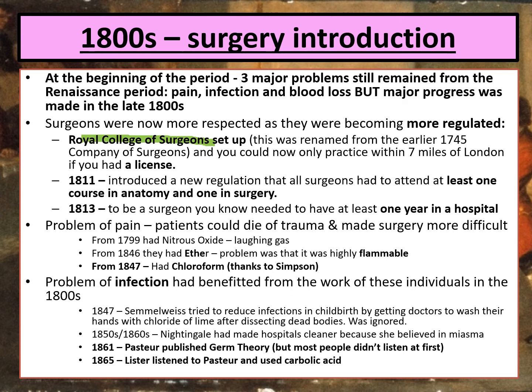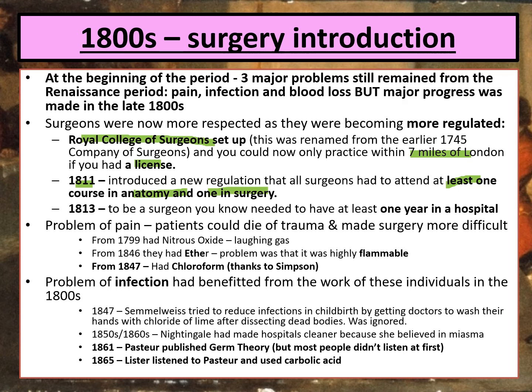So the Royal College of Surgeons said that you could only practice surgery within 7 miles of London if you had a licence and if you belonged to that organisation. And over time, they introduced various other criteria that you had to meet in order to practice surgery, which seemed pretty sensible. For instance, in 1811, they introduced a new regulation that all surgeons had to attend at least one course in anatomy and one in surgery.